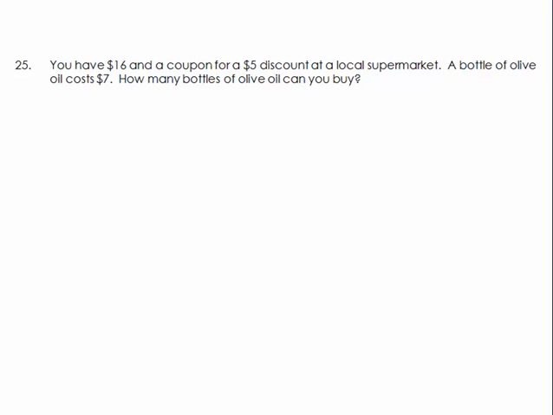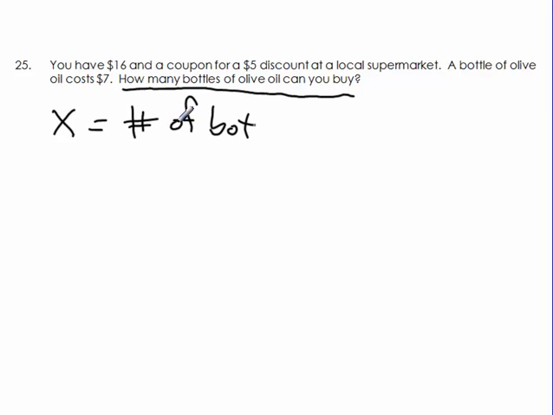Problem number 25. Now the directions here say to define a variable and write an equation, then solve it. So these are 3-step problems here. So the first thing I'm going to do whenever I get a problem like this and I need to define my variable, I'm just going to look at this last sentence. How many bottles of olive oil can you buy? Well, that's what I'm looking for. I don't know how many bottles of olive oil I can buy, but I do know that x, my variable, my unknown, I'm going to let that be the number of bottles of olive oil.